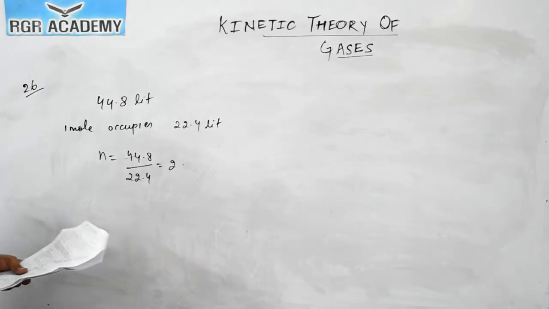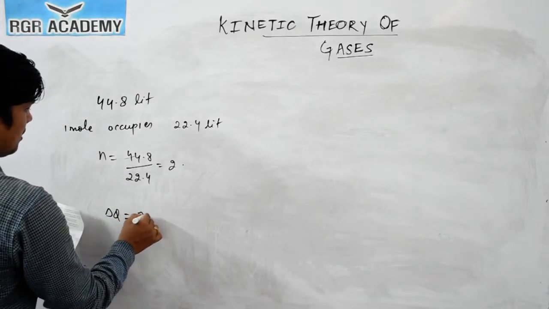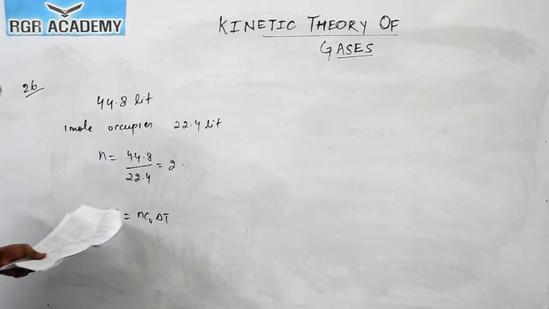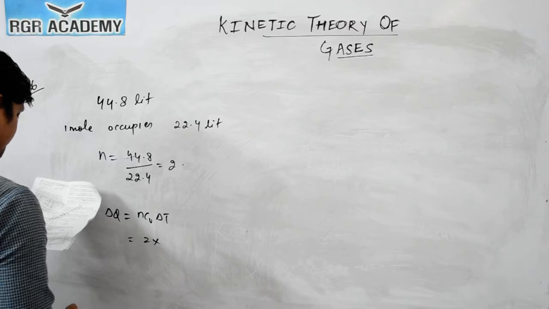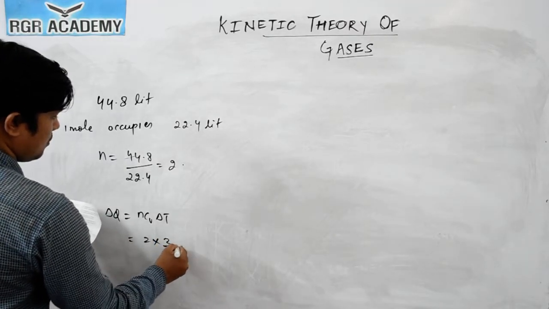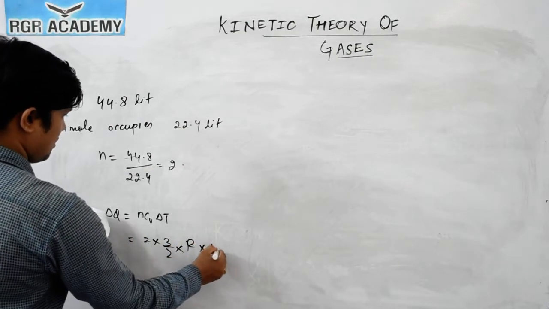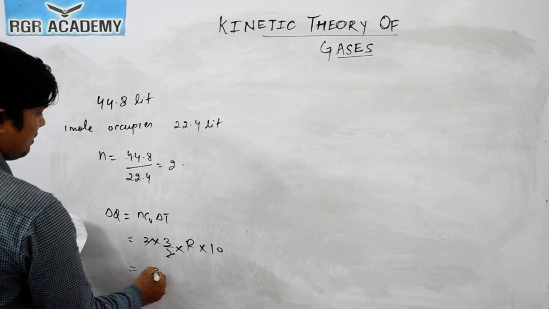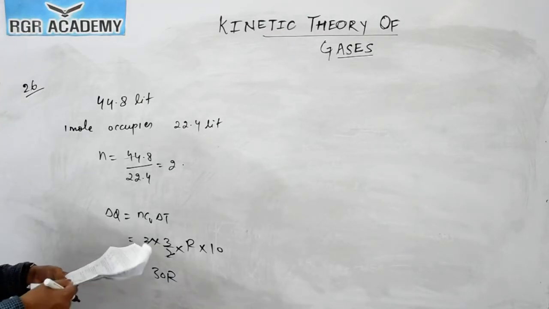Now they are asking the heat required. So heat we can write as delta Q equals n Cv delta T. Number of moles is 2, Cv for a monatomic gas is 3 by 2 R, and delta T is 10. So if you solve this, how much will you get? 10 R times 3 is 30 R. 30 R is the answer.